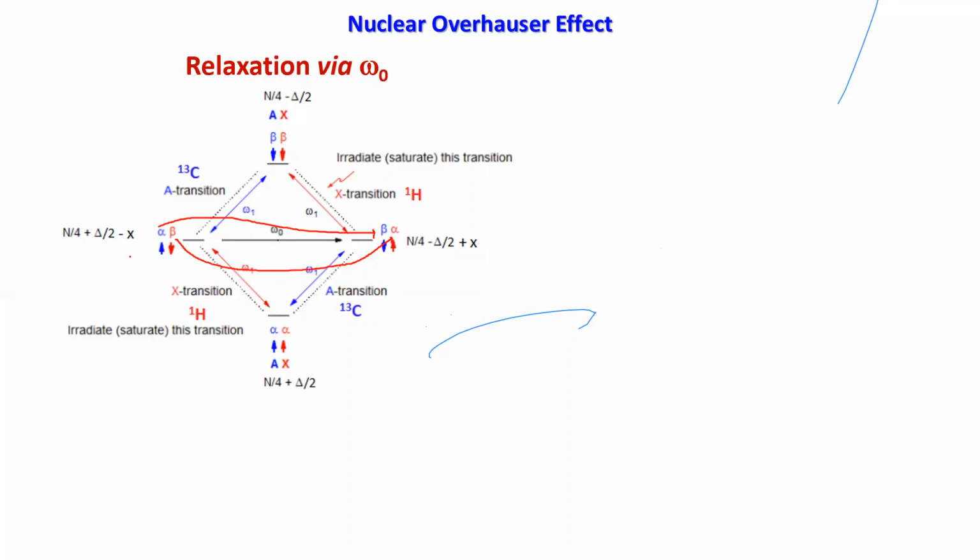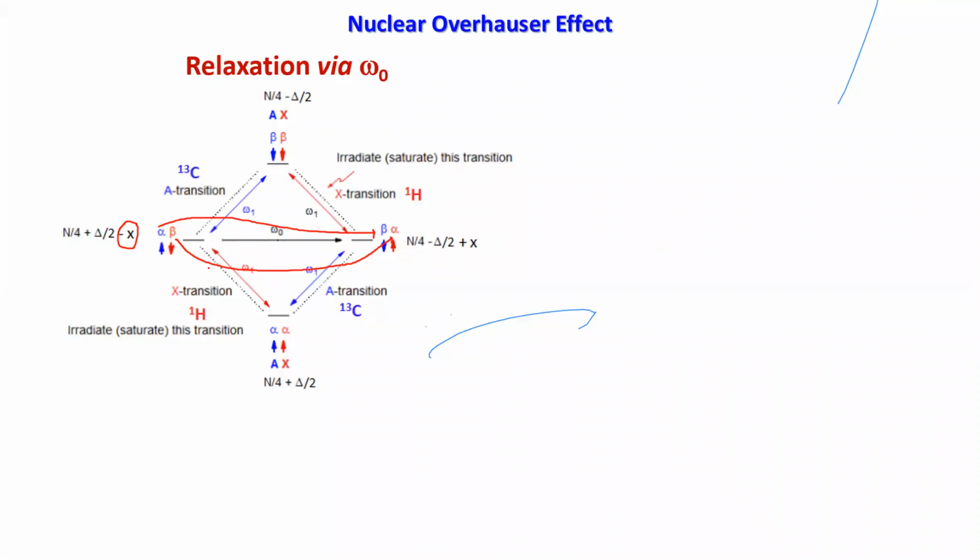what we can say is that x amount of nuclei, suppose from here, is coming to this state. So from alpha beta it is coming to the beta alpha state. I am considering minus x here because the x amount of nuclei I have considered underwent relaxation to the state beta alpha. So I have to subtract x here, and add x here.